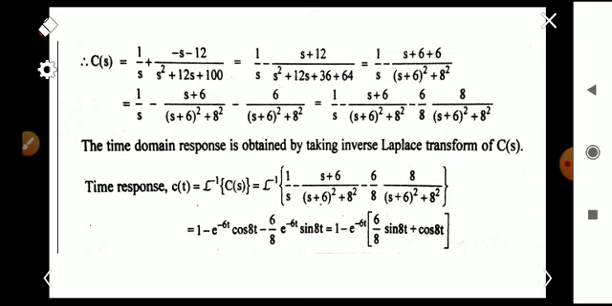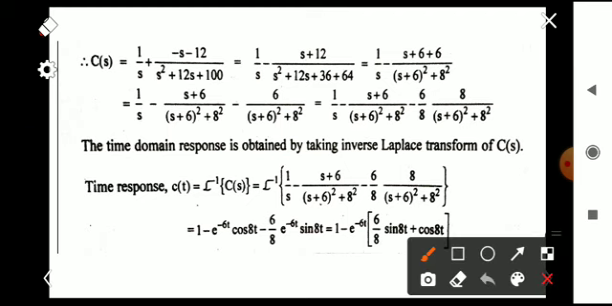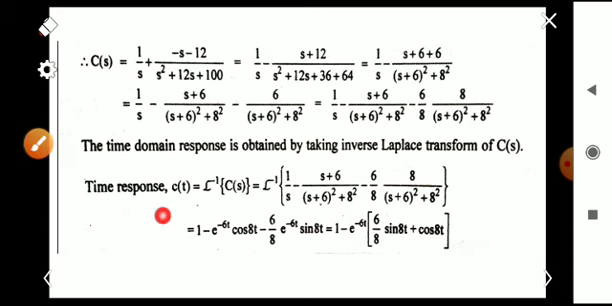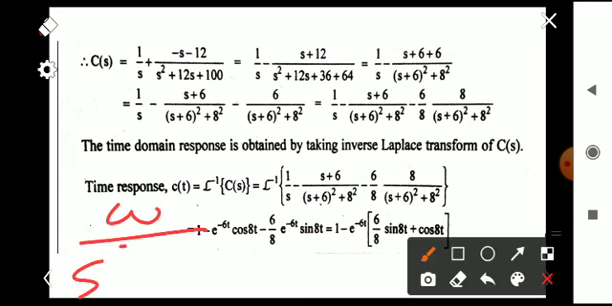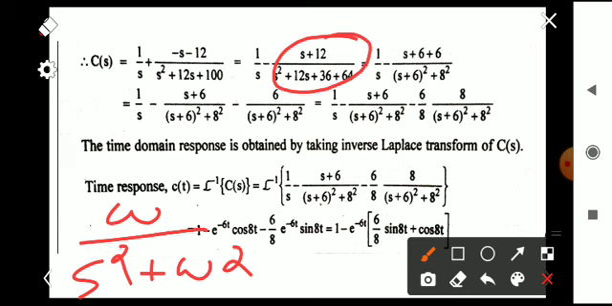So if we change this into some other form, we can easily find the Laplace inverse. For that, we know that the Laplace transform of cos omega t is s by s square plus omega square, and also we know that the Laplace transform of sin omega t will be omega divided by s square plus omega square. So if we can change this entire equation into some form of cos omega t and sin omega t, it will be very easy to find the Laplace inverse.